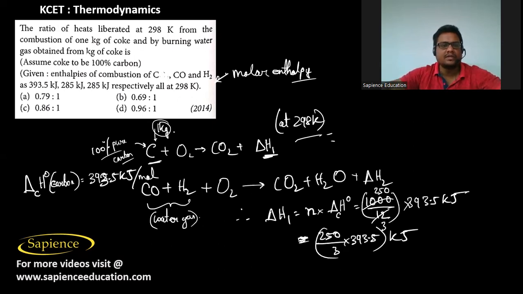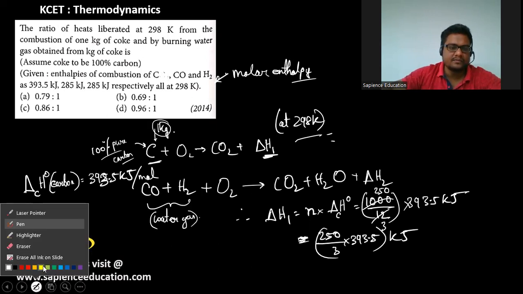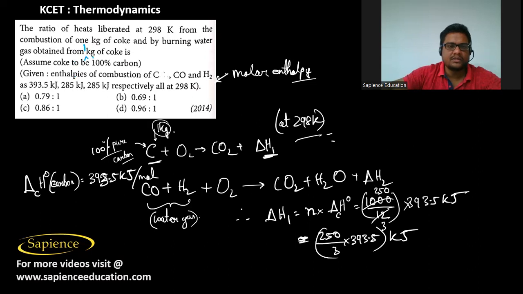Now here we actually have to find the ratio of heats that is liberated from the combustion of 1 kg of coke, and by burning the water gas which is obtained from 1 kg of coke. Here should be given 1 kg of coke. Okay.